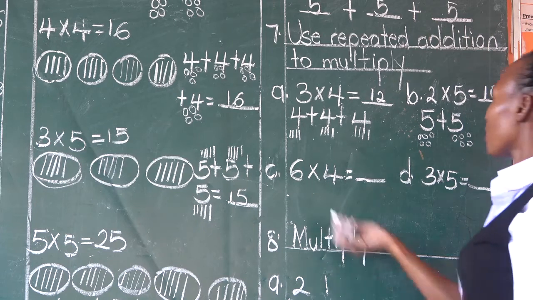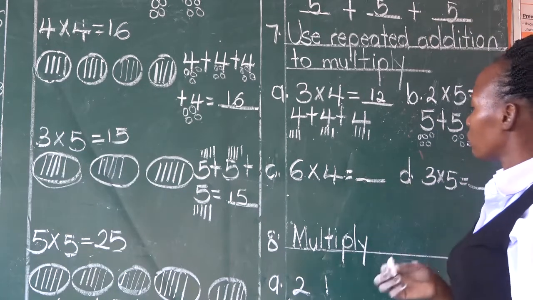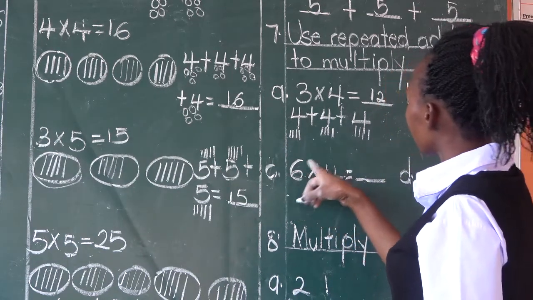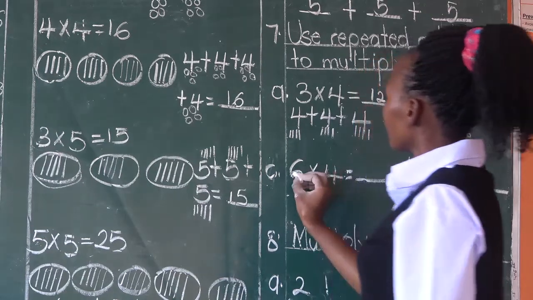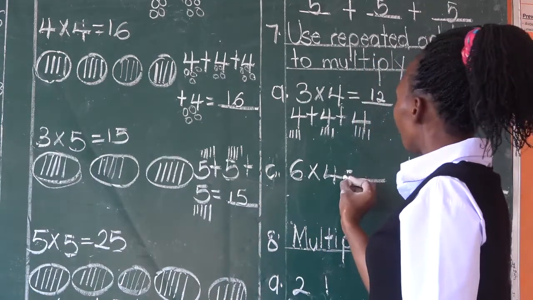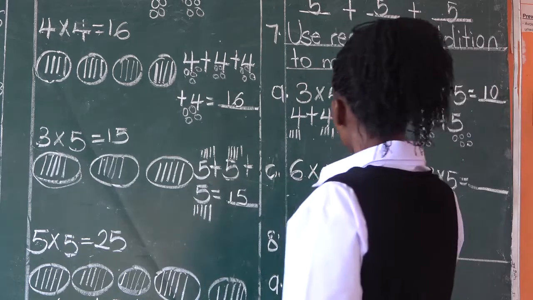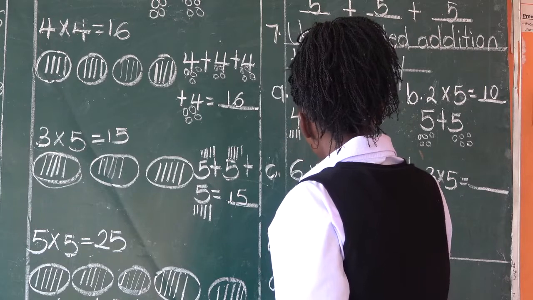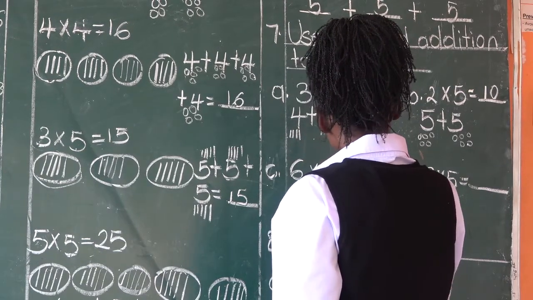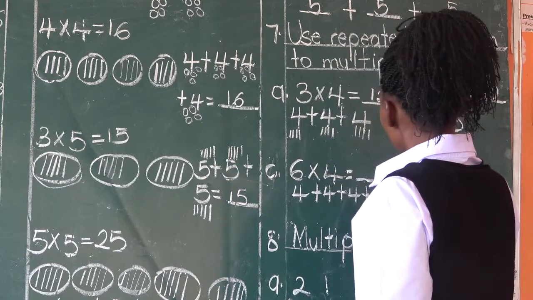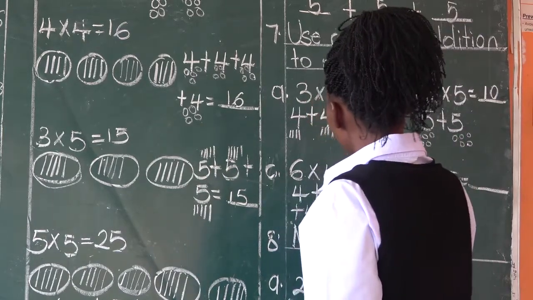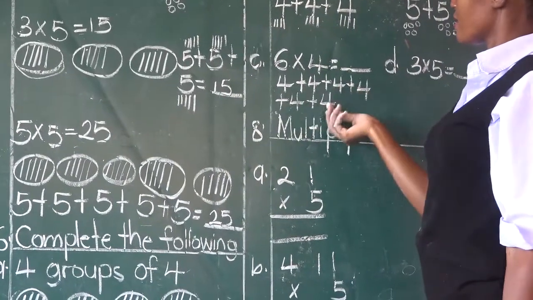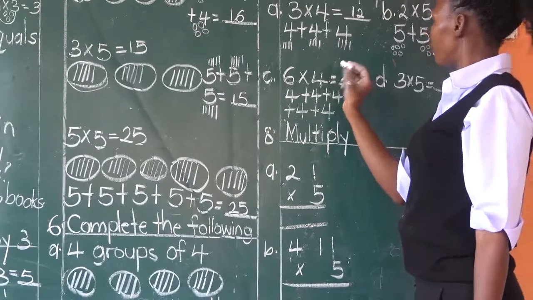And here we have 6 groups of 4, or 6 times 4. Sorry, 6 times 4 is the same as saying 6 groups of 4. Now you are going to write this 4, 6 times: 1, 2, 3, 4, 5, 6. This is 6 groups of 4.